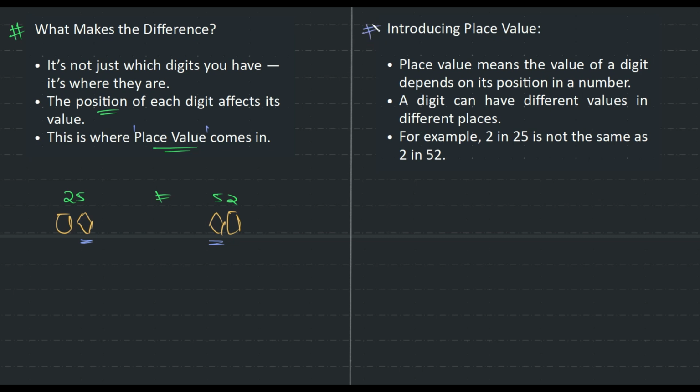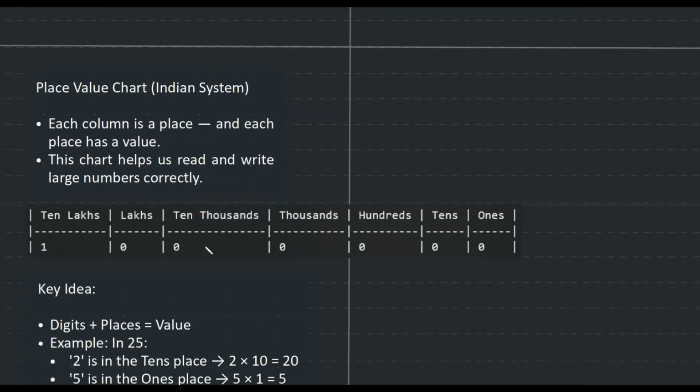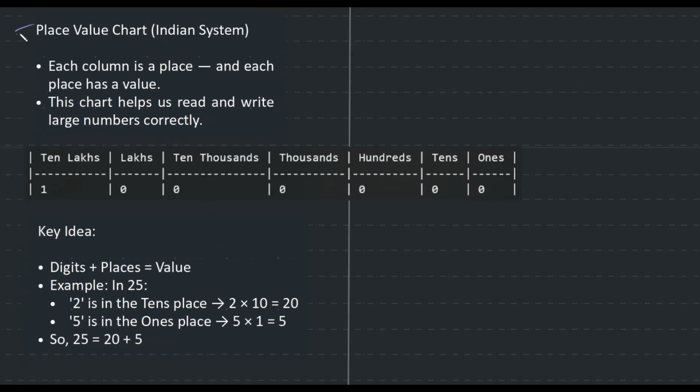Place value means the value of a digit depends on its position in a number. A digit can have different values in different places. For example, 2 in 25 is not the same as 2 in 52. You guys agree? Right? So we have a place value chart. This will give a better picture. So each column is a place and each place is a value.